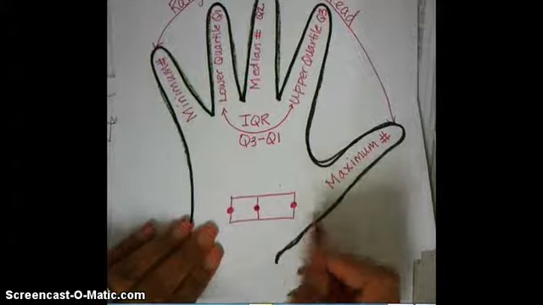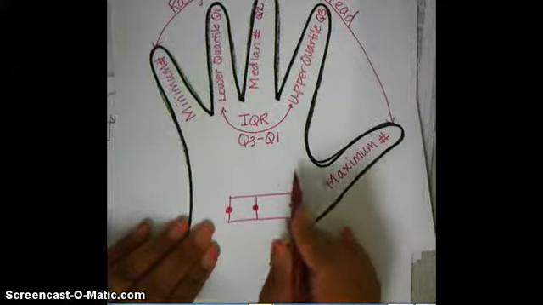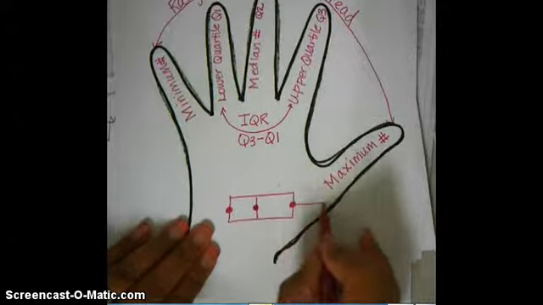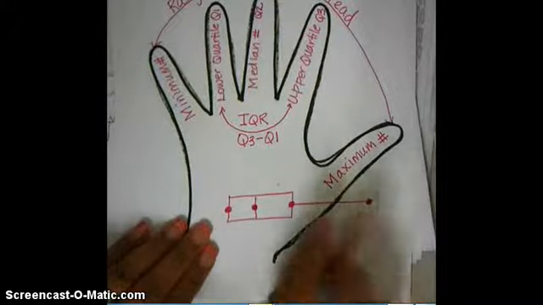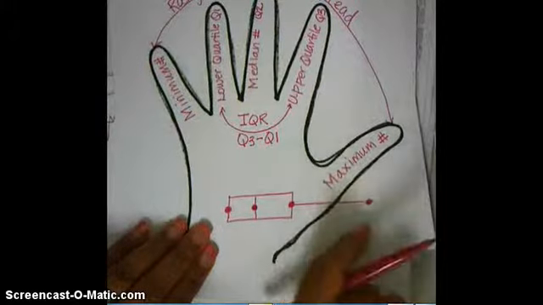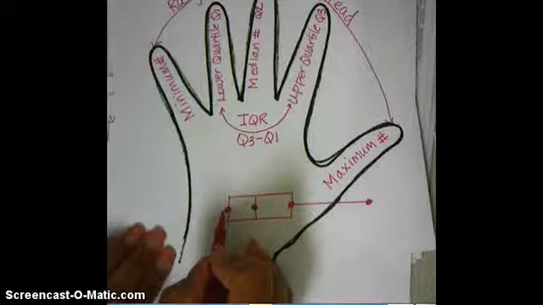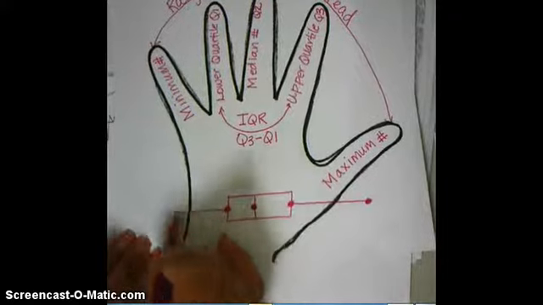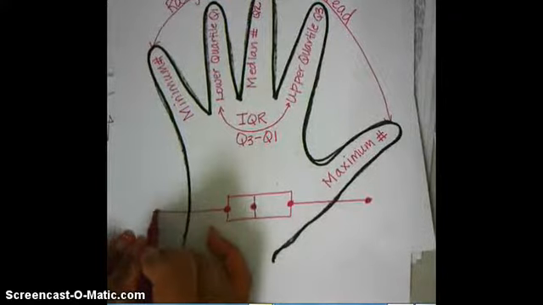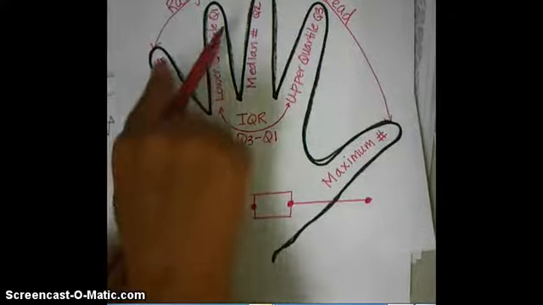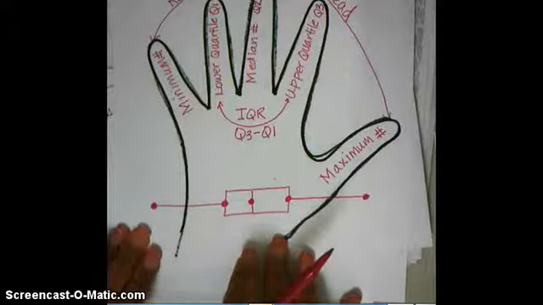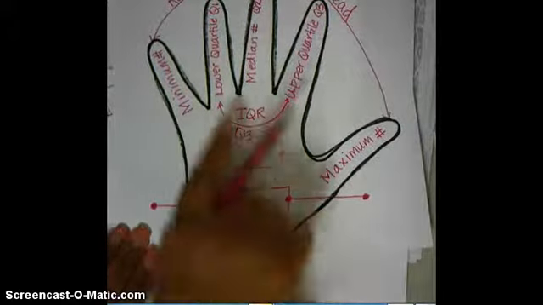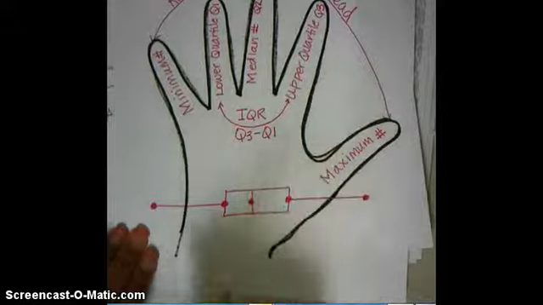Okay, so now I'm going to draw my whiskers. One whisker is from the upper quartile all the way out to the maximum number. And so as you can see, I have it lined up with my maximum number here. And then the other whisker is from the lower quartile to the minimum number. And as you can see, I have it lined up with my pinky finger, the minimum number. So this is a box and whisker plot, and it is lined up with our hand graphic.